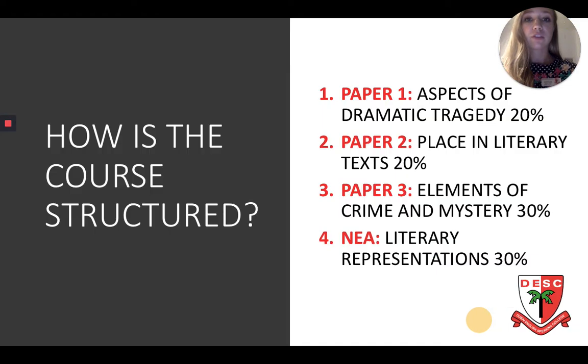The course contains 4 main elements. Paper 1 is aspects of dramatic tragedy, and this is worth 20%. Paper 2 looks at place in literary texts, and this is worth 20%. Paper 3 focuses on elements of crime and mystery, and this is worth slightly higher, 30%. The final part of the course is the NEA, which stands for Non-Examined Assessment, and this again is worth 30%. I'll talk you through these key elements of the course now.